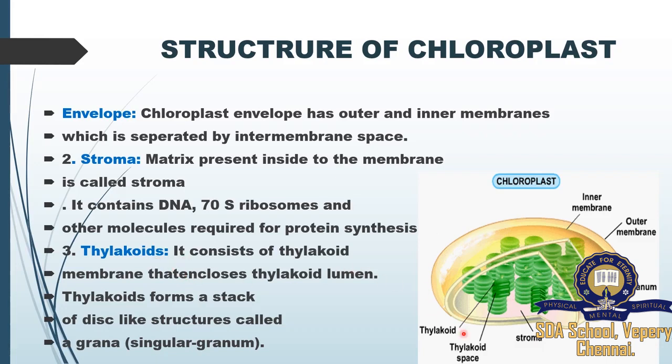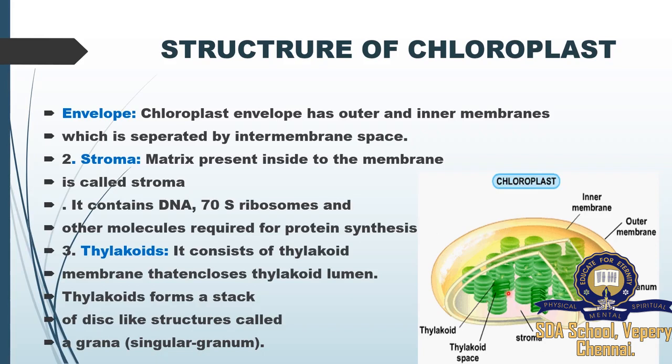Next, thylakoids. Thylakoid is present here, above the stroma. These thylakoids contain membranes that enclose the thylakoid lumen. Thylakoids form a stack of disc-like structures called a granum in the singular. So it's like forming a disc-like structure, like an oval shape. The oval shape has been cut like a semicircle. So we can say it is a disc-like structure.